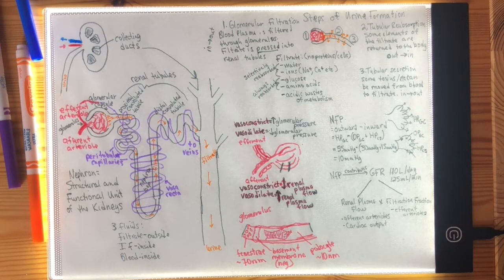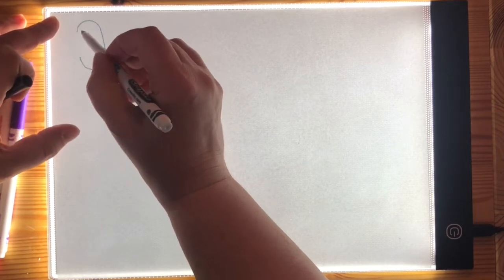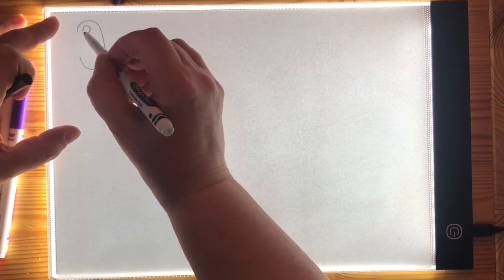Today we're going to discuss the microanatomy of the kidney, the nephron, the collecting ducts. We'll talk about the steps of urine formation, and then we're going to go into more details about glomerular filtration, including the GFR, the glomerular filtration rate, and NFP, the net filtration pressure.